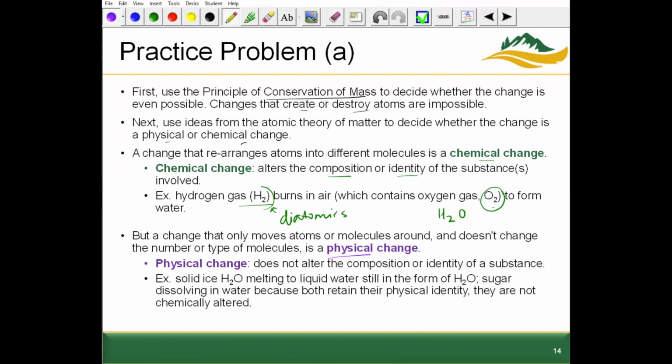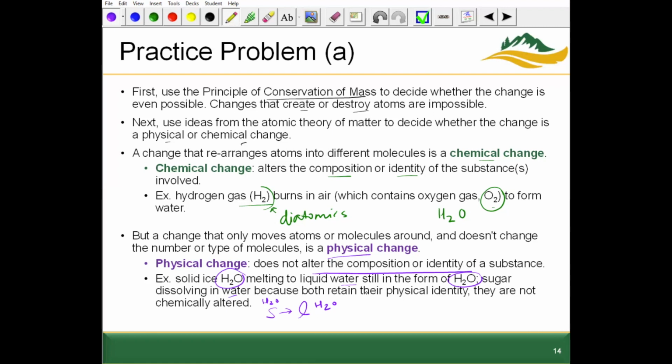Now, on the other hand, we could have physical changes. This does not alter the composition or identity of a substance as mentioned. For example, if we're taking solid ice water and melting it to liquid water, it's still the exact same substance. So it's still H2O, but it's not going to be in its liquid state anymore or its solid state. But this is still H2O as a solid, and liquid water is also still H2O. So this solid to liquid change, that's an example of a physical change. Another example of a physical change here is if we are dissolving sugar in water.